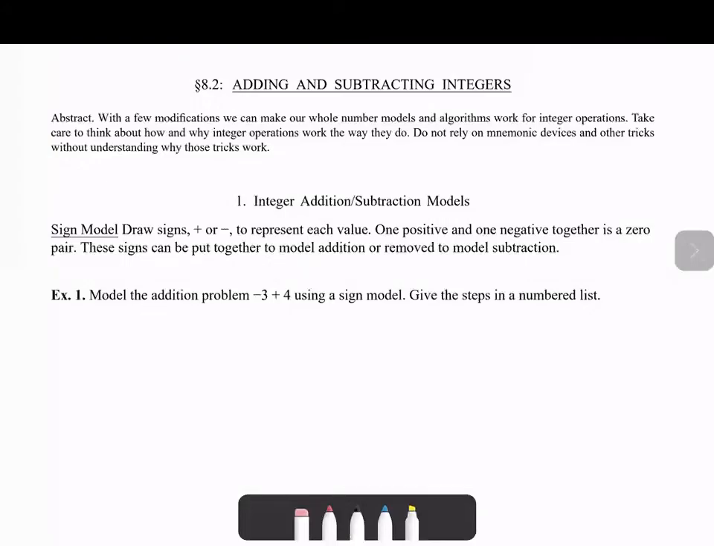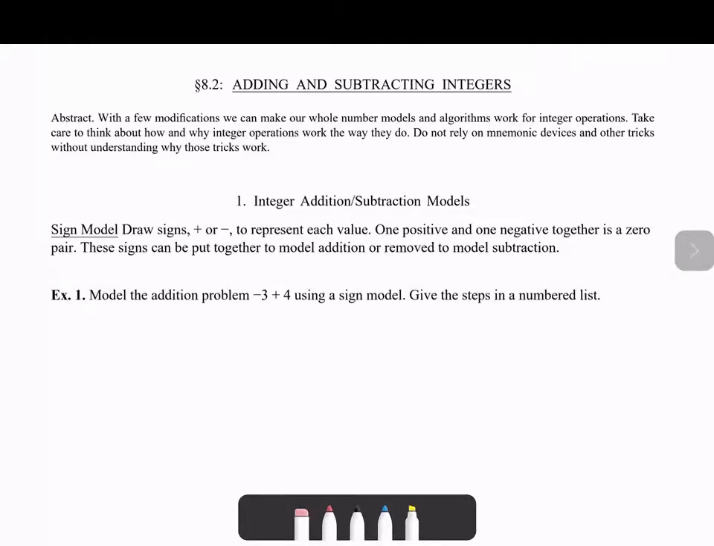Hi everyone, this is the first video for section 8.2 on adding and subtracting integers. So we are going to start with talking about models. The discussion on models is on page 304 of the book. We're going to start with models just because I know that you all know how to add and subtract integers. So we're just going to see the motivation of why we can do the things that we do.